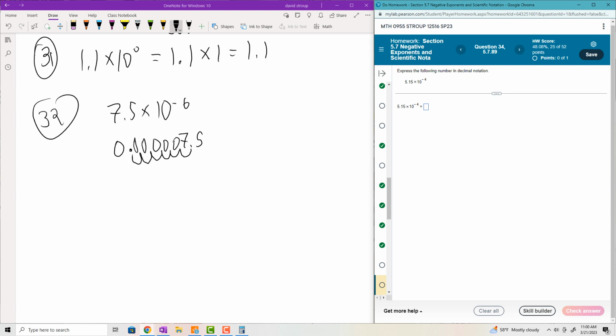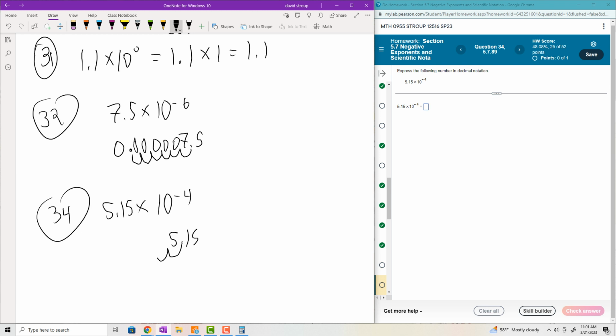Great. Let's do one more of these, 34. We have 5.15 times 10 to the negative 4. So I'm taking 5.15 and I'm moving 1, 2, 3, 4 places to the left.